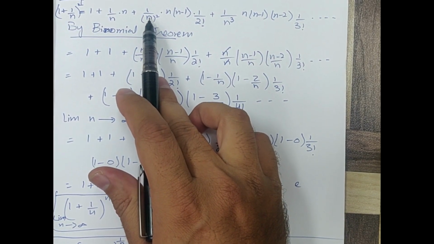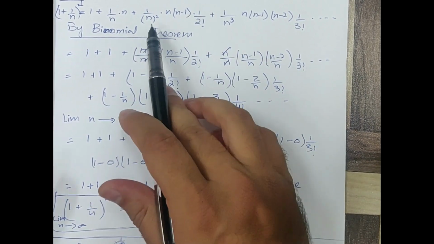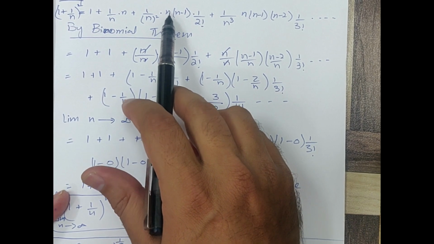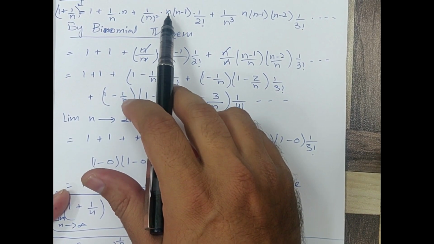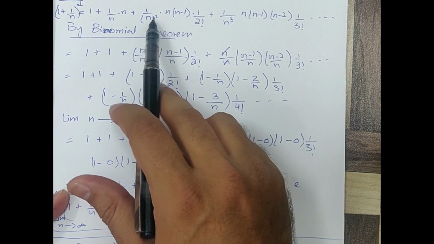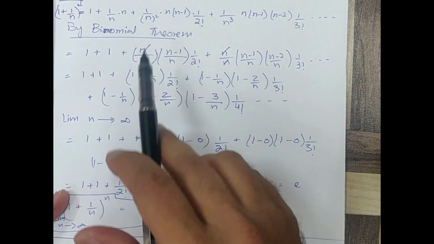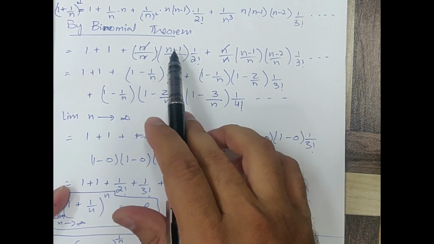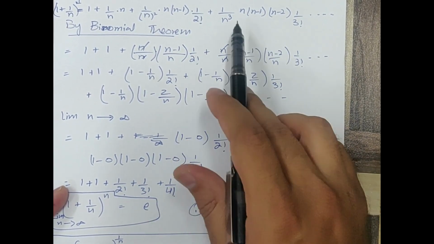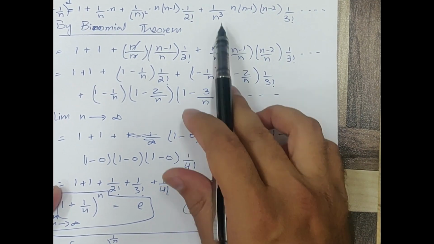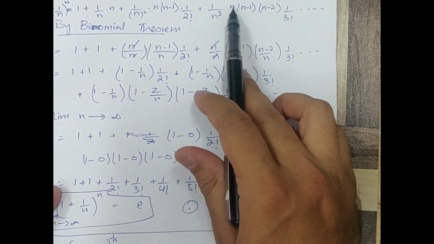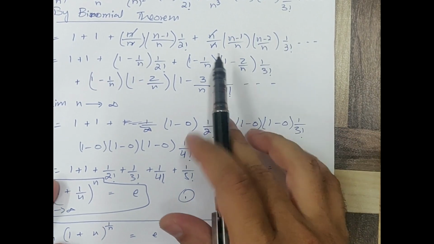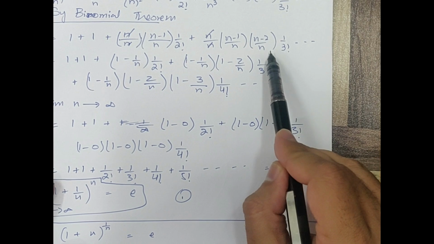and what I've done here is I've separated this n squared into two terms. The first n will be used to divide this n, and the second n will be used to divide this (n - 1). So it becomes something like this: n divided by n, (n - 1) divided by n. And the same I've done with the third term, 1/n cubed times n(n - 1)(n - 2) times 1/3 factorial. So that's what I've done here.